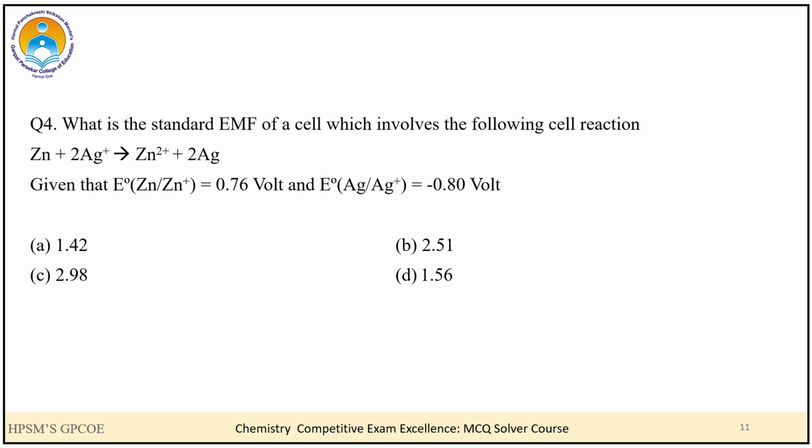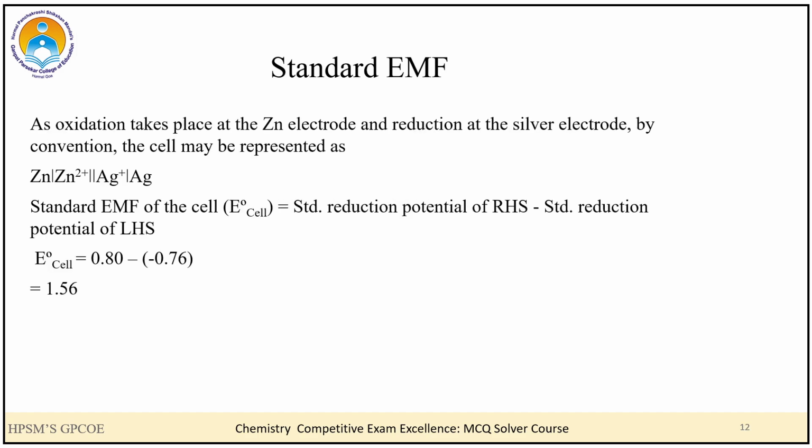Next, let us look at another problem. What is the standard EMF of a cell which involves the following cell reaction? Zn plus 2Ag plus giving Zn2 plus and 2Ag. Given that the E0 value of the zinc system equals 0.76 volt and the E0 value of the silver system is given as negative 0.8 volt. The options are 1.42, 2.51, 2.98 and 1.56.